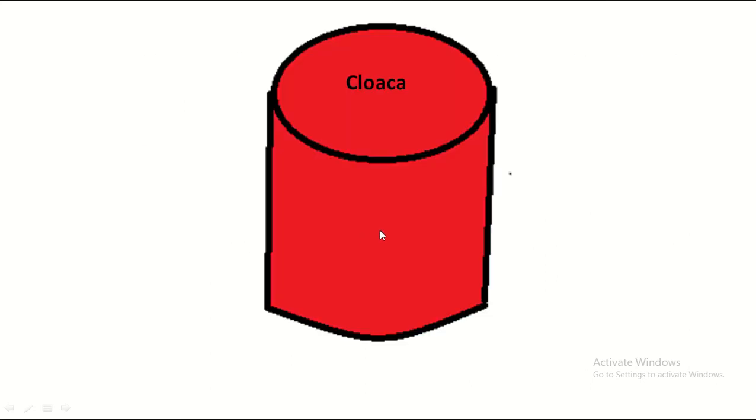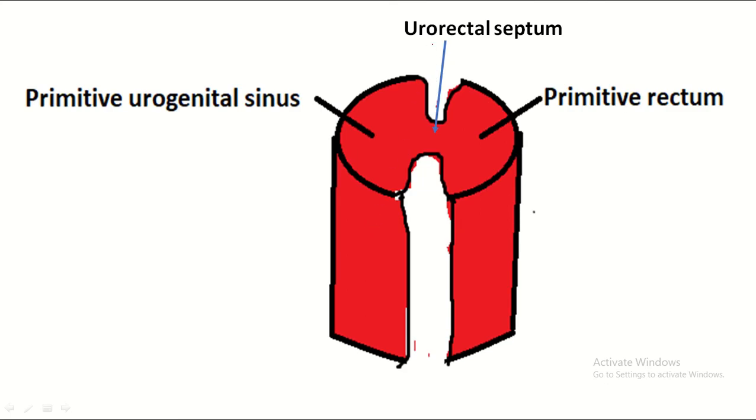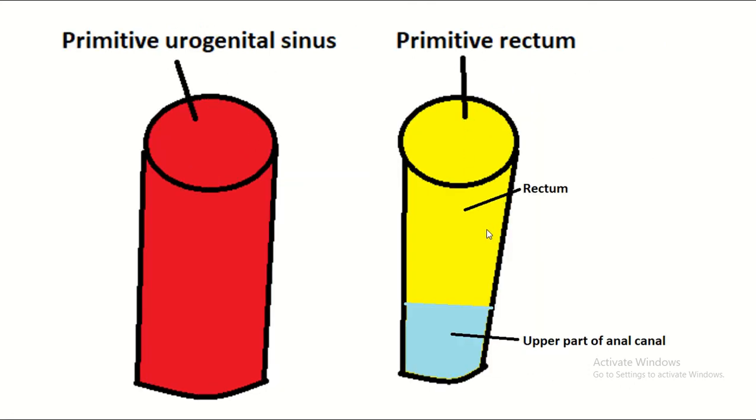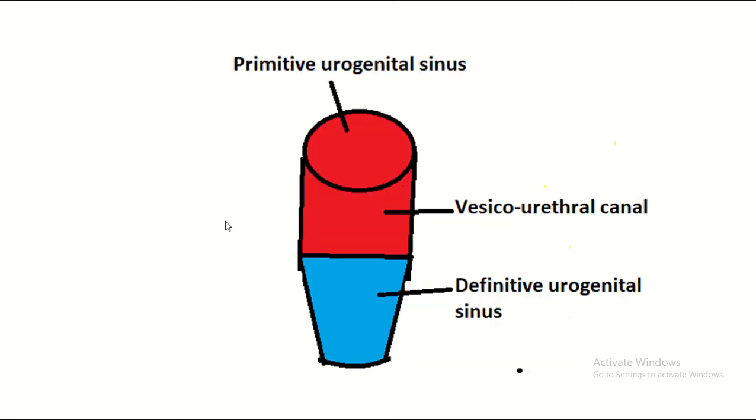Now the summary. This is the cloaca, the caudal portion of the hindgut, caudal to the attachment of the allantois. By the urorectal septum, it is divided into two parts, the primitive urogenital sinus and the primitive rectum. So two tubes are formed. The upper part of the primitive rectum forms the rectum, and the lower part forms the upper part of the anal canal. And this is the primitive urogenital sinus.